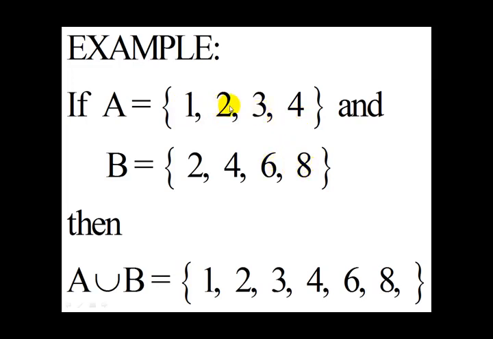2 does not repeat itself in the union, and 4 also does not repeat itself in the union. Normally, it's done in ascending order, that is from the least to the highest. So with the union of sets, we only combine the two sets in ascending order from the least to the highest. But take note, repetition is ignored.